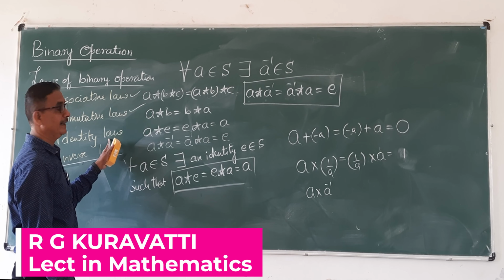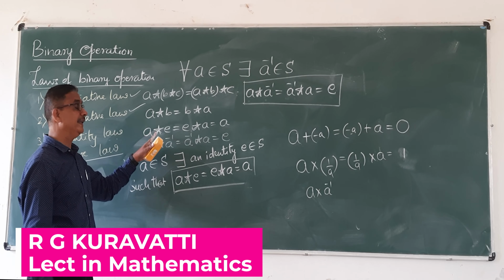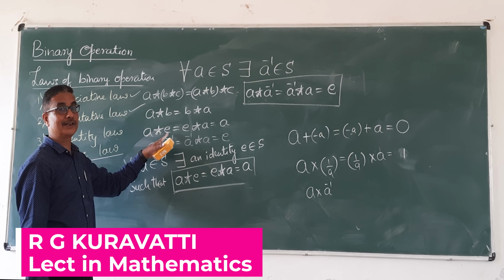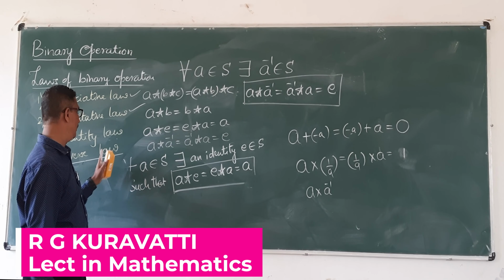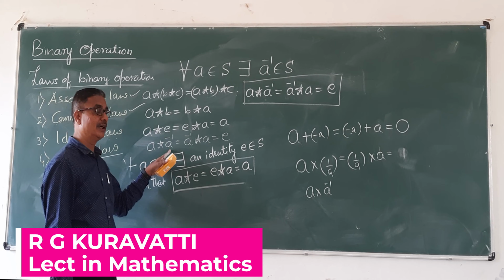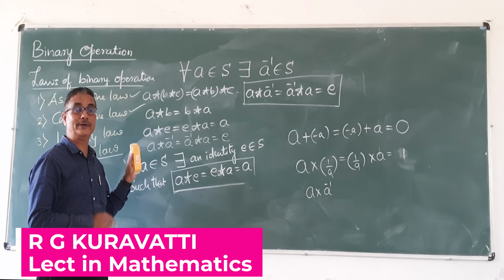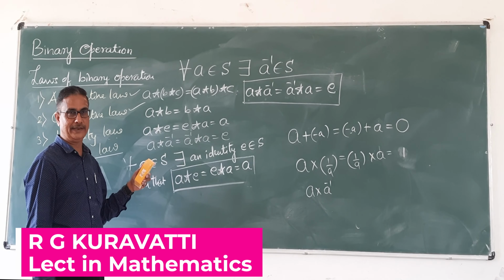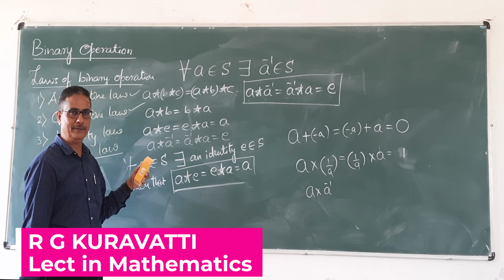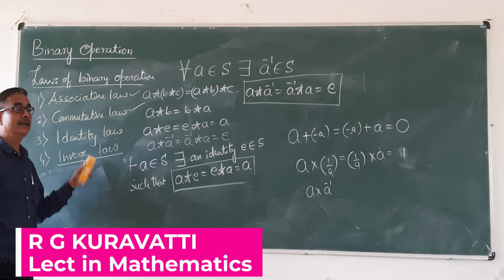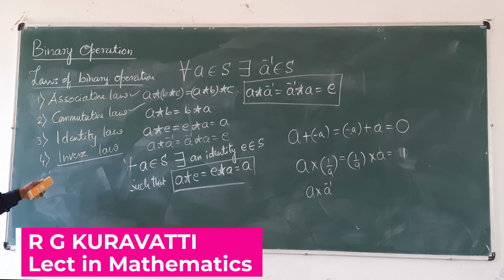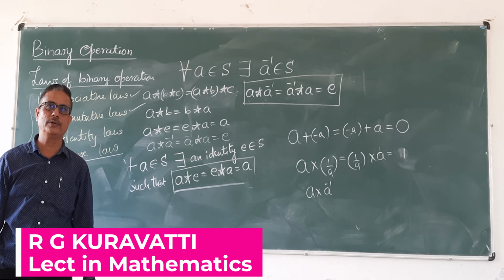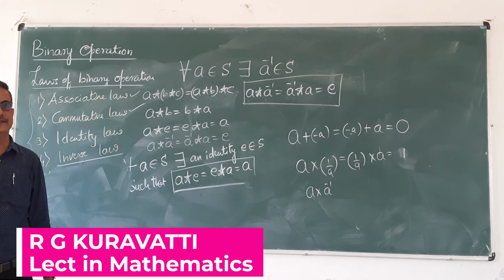In identity, note that in addition, identity element is always 0. In multiplication, identity element is always 1. Whereas in inverse law, in addition, inverse element is negative of the given element. In multiplication, inverse is 1 upon given element. Okay? So these are the important laws of binary operation. By using those laws we will solve simple problems in next class. Okay? Thank you, students.